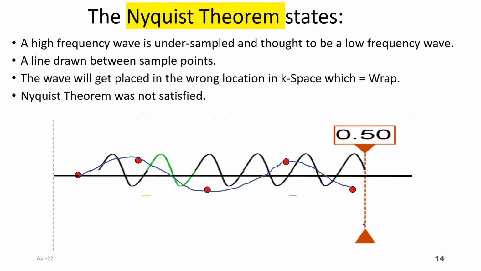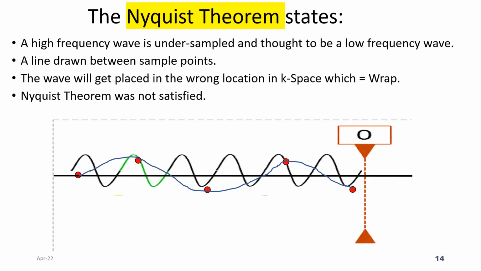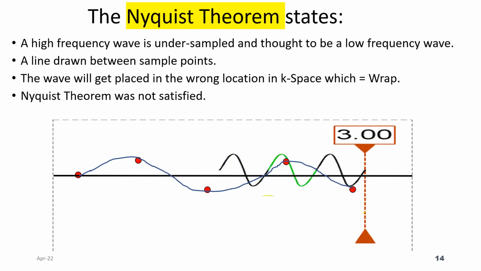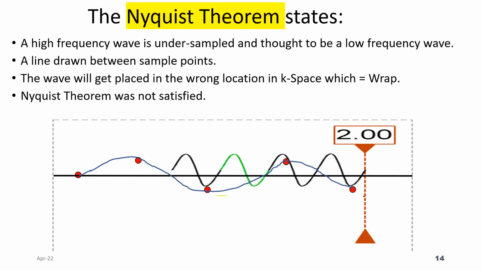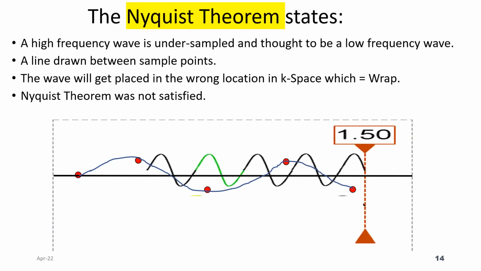Now, if I don't sample it enough, same sine wave, and then I connect those dots, that high frequency sine wave looks like a low frequency sine wave. And the scanner is going to say, yep, okay, it goes over here. It doesn't really belong over there, wherever there is. So you didn't satisfy the Nyquist theorem. You didn't sample enough. This is what happens when your tissue is outside the field of view and doesn't get sampled.